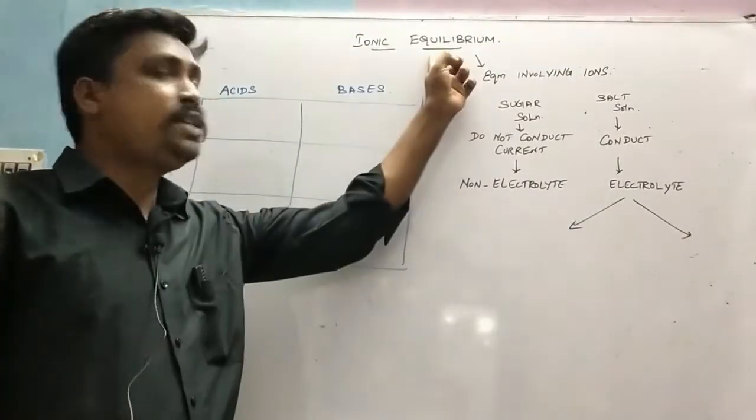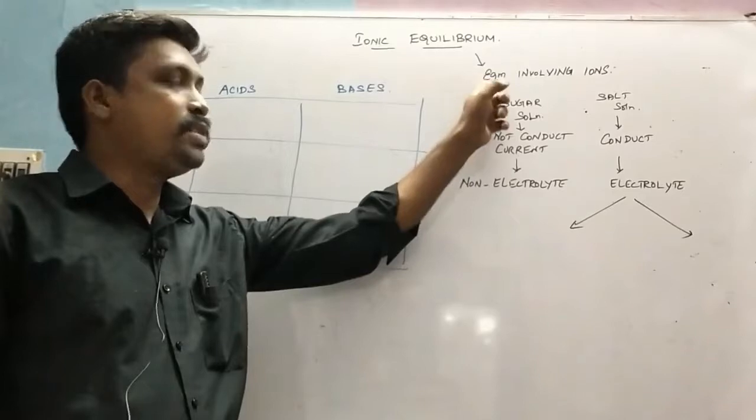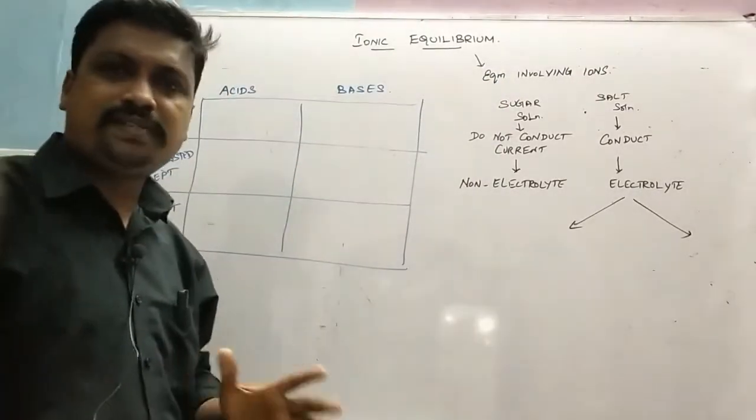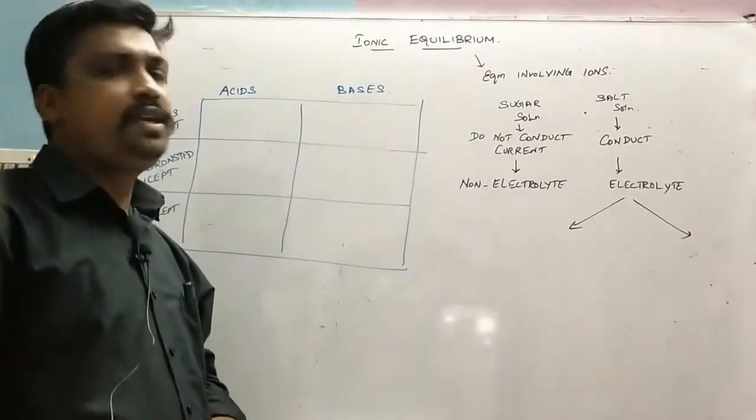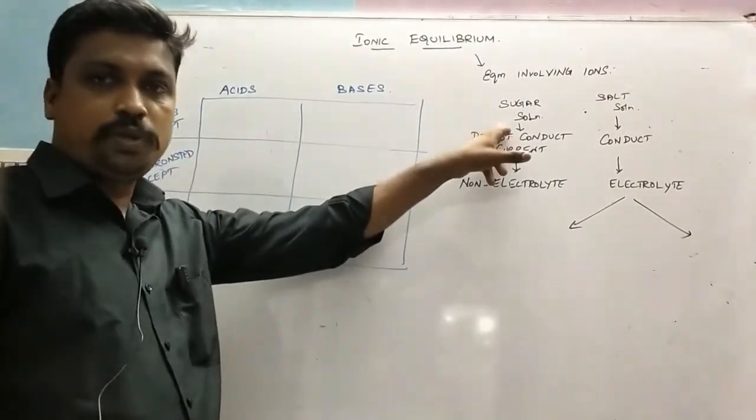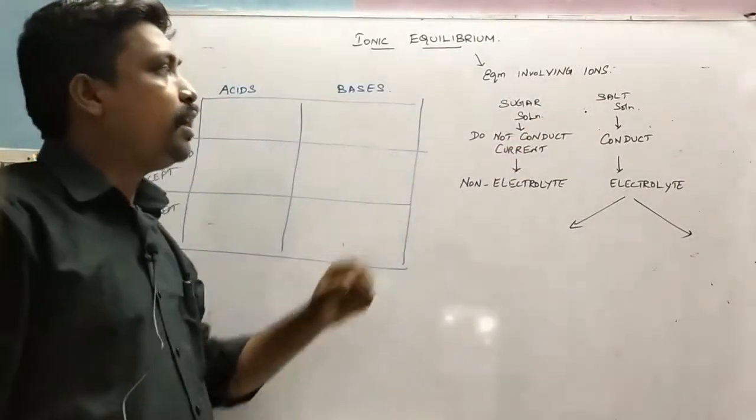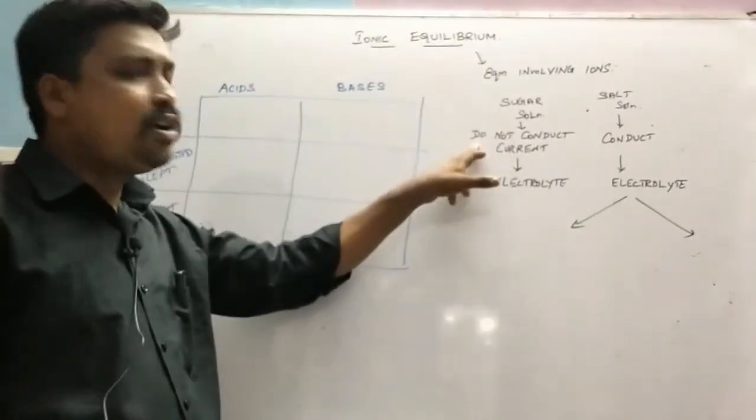So, what is ionic equilibrium? It is nothing but the equilibrium involving ions, equilibrium involving positive and negative ions. What is it actually? We will see. See here, consider a sugar solution. Sugar is dissolved in water. Consider at the same time a salt solution. The sugar solution will not conduct current.